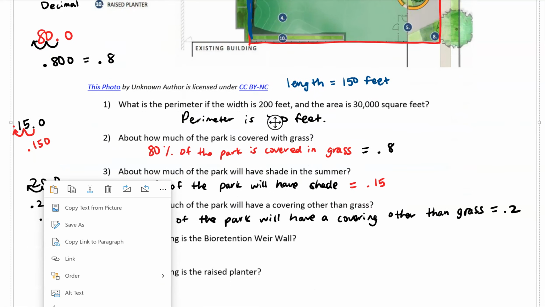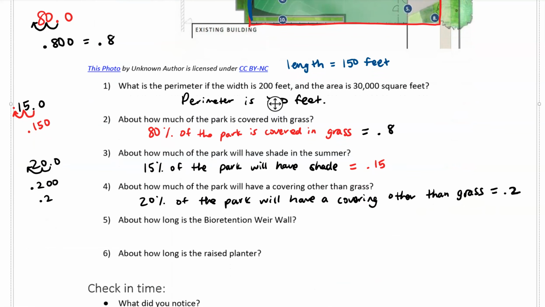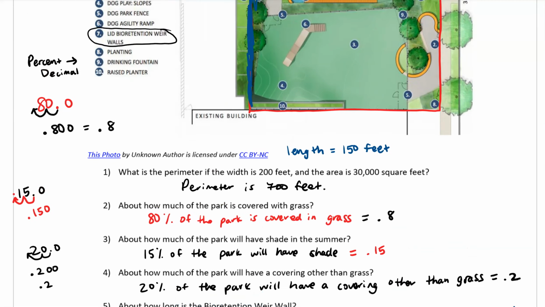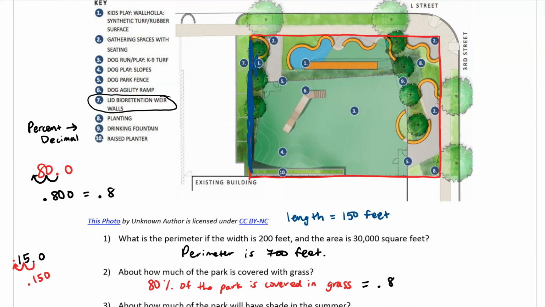So I'm going to abbreviate. BWW is about 150 feet. We found this in question 1. And about how long is the raised planter? So the raised planter has a length from here to here. If you look at item number 10, that's the raised planter.